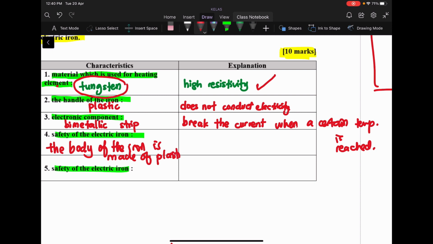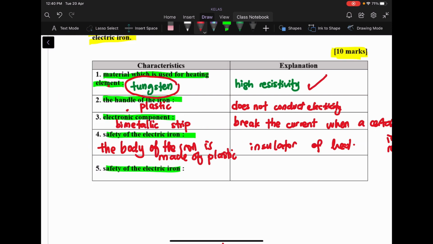Okay. The body of the iron is made of plastic. Tapi macam dah similar dengan handle ni kan? Tapi what's your reason? Apa? Sakit kepala saya tak dengar lah. Oh, insulator of heat. Okay, very good. Fuse. When it reaches current limit. Okay, excellent. Okay, there is actually more.